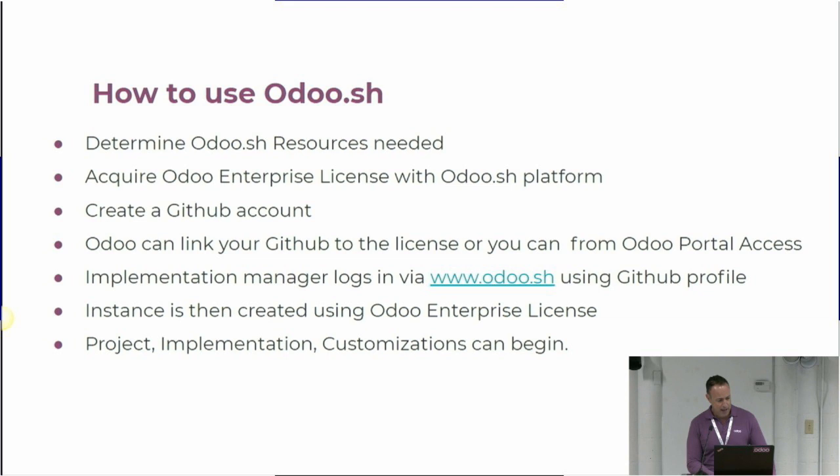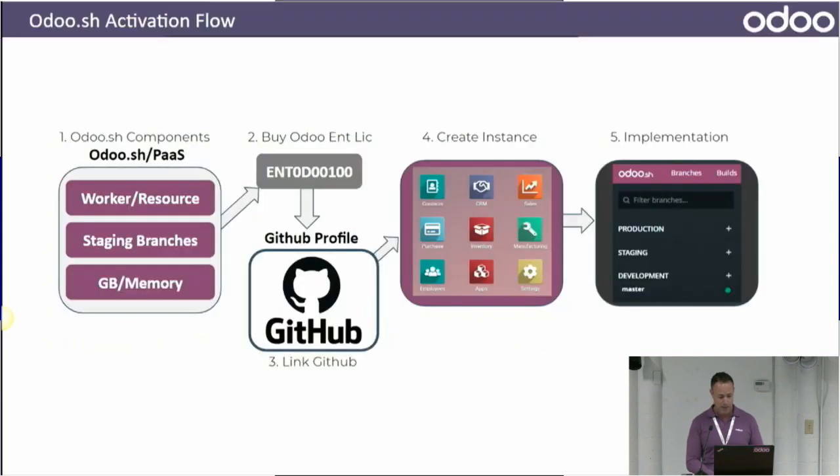And then what you do after that is simply go to Odoo.sh, and whoever's going to be doing the implementation, the project manager, will log in using that GitHub profile or profiles. You can have multiple GitHub profiles linked to one enterprise license. So that means you can have various developers working on the same instance, provided you have the right amount of branches. And then the instance is created using the Odoo Enterprise License, as you would do usually, and the project implementation customizations can then begin.